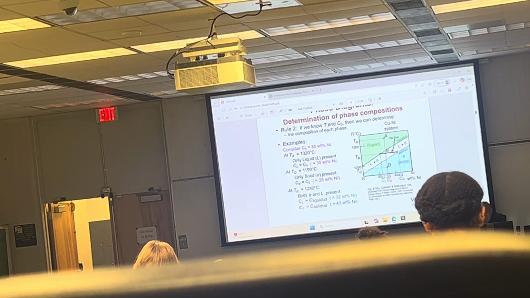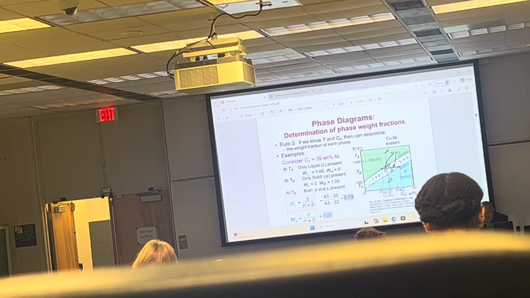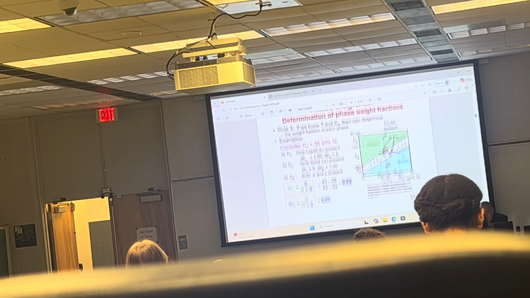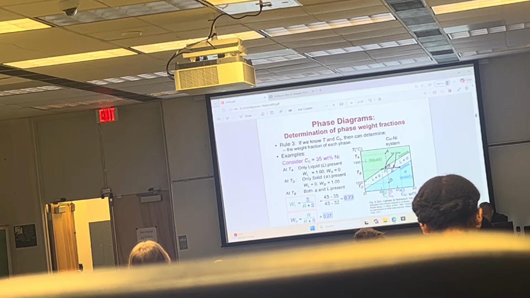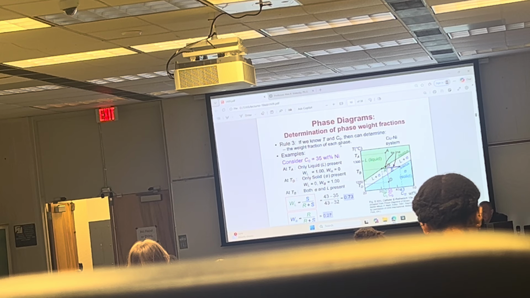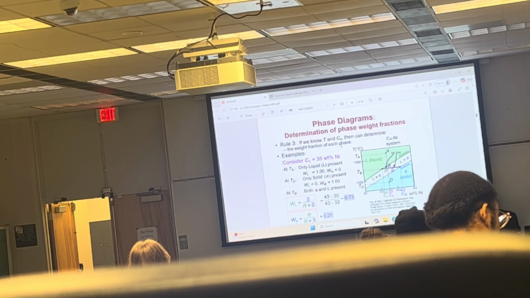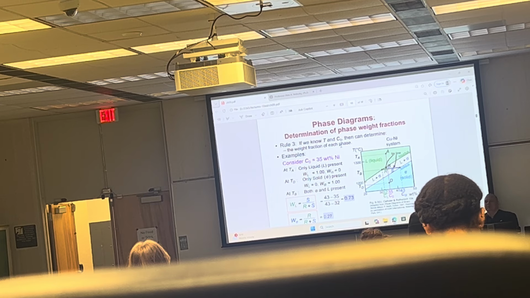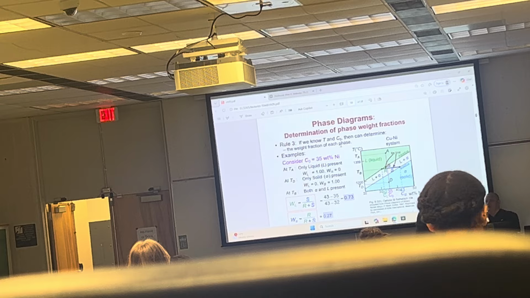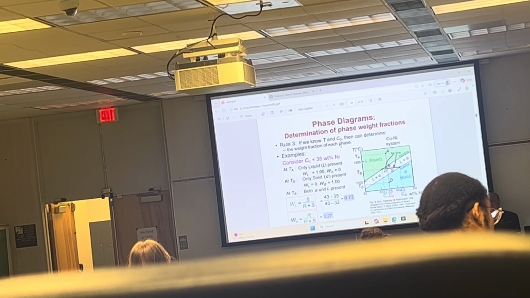Yes? Rule number 3. That's exactly what you were talking about. If we know the temperature and the initial concentration, we can determine the fraction of each phase. Okay, now this is important before we dive into the actual numbers. Those fractions of the liquid and the solid, how many percent would that be?